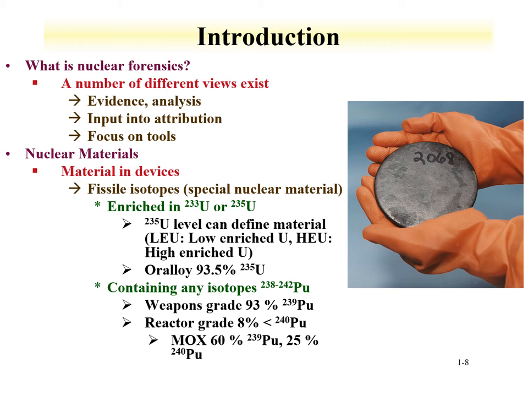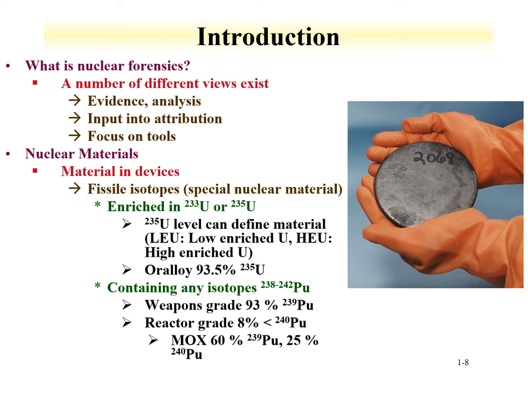So the first thing is, what is nuclear forensics? Well, depending upon who you ask, there's a few different views. Some aspects of nuclear forensics include trying to collect evidence, so analysis can be performed to determine sources of material. Nuclear forensics can also be considered input into attribution. It's one of many aspects of information that can be used to attribute the source of a material.